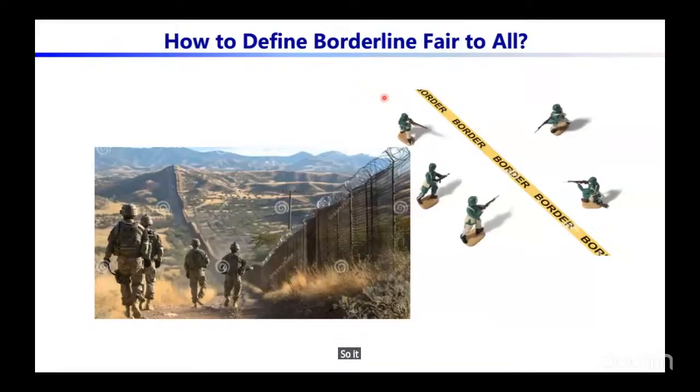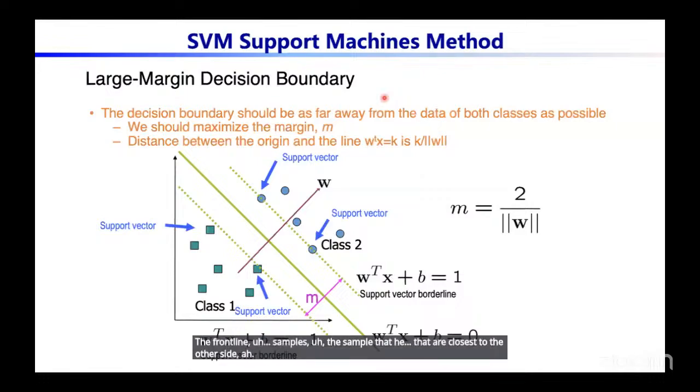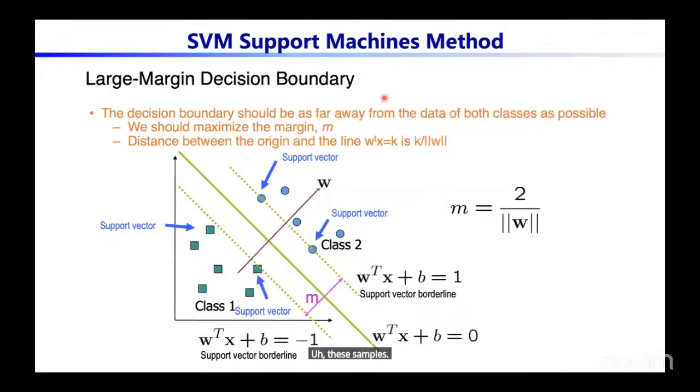So it is the same thing here for support vector machines. We first identify the front line samples, the samples that are closest to the other side. These samples are called support vectors. Remember that each dot here represents a vector, right? A vector is a position in this two-dimensional space, or we can generalize to an n-dimensional, high-dimensional space, right? So each dot here is a vector.